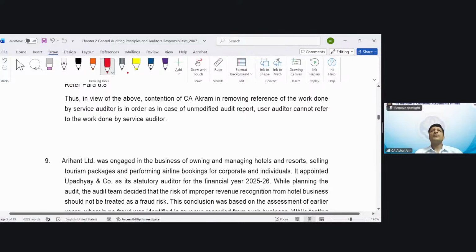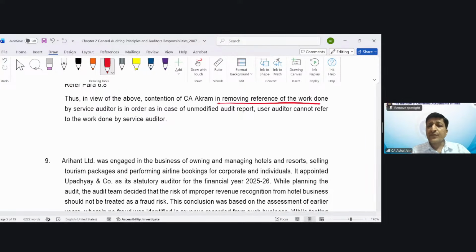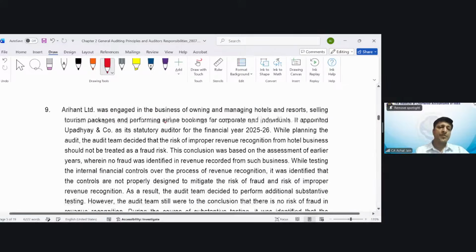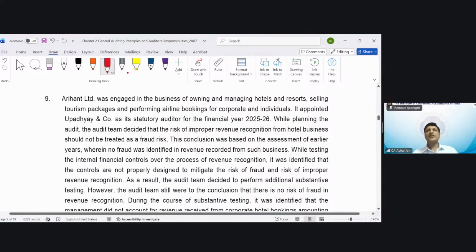Okay. Now, if you talk about CA Akram, the contention of CA Akram in removing the reference of work done is in order. Yeah. User auditor cannot refer to the work done by the service auditor. Of course, it has to be the one which the user auditor needs to take the ownership about. Right? All right, so now let's look at the next one.